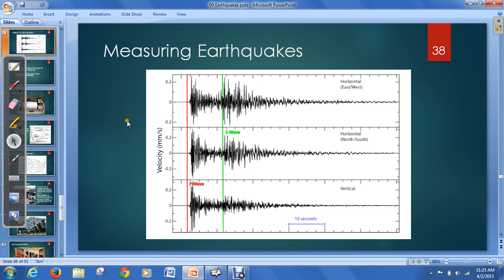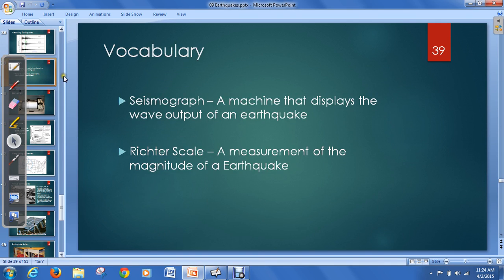And so we want to go more into how we actually determine how large of an earthquake we have, how far away the earthquake is, and so we want to look at some of these ideas. But the first thing we need to do is look at some vocabulary.